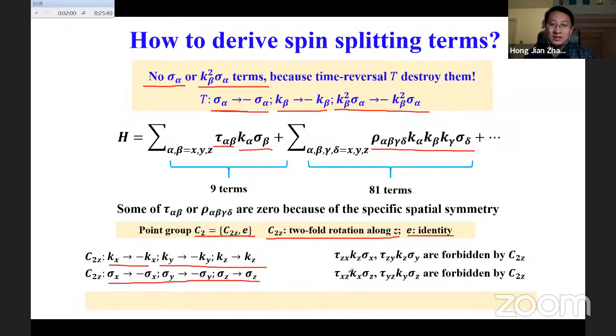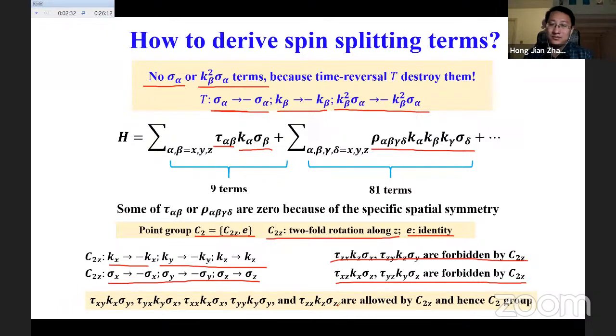Here, apparently, you will see the kz sigma x and kz sigma y couplings are forbidden by C2z because they get a minus sign. Well, for kx sigma z, kx gets a minus sign and kz remains invariant. For ky sigma z, ky gets a minus sign and kz is invariant. So the kx sigma z and ky sigma z terms are forbidden by C2z as well. Typically, among these 9 terms, 4 are killed by the C2z symmetry. The only remaining ones are these 5 terms.